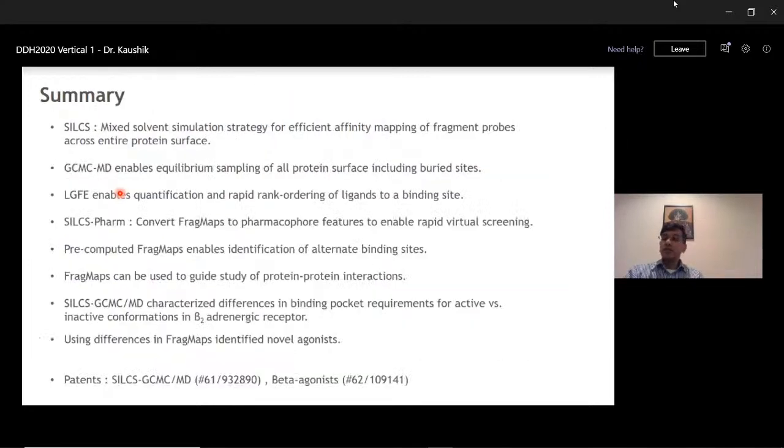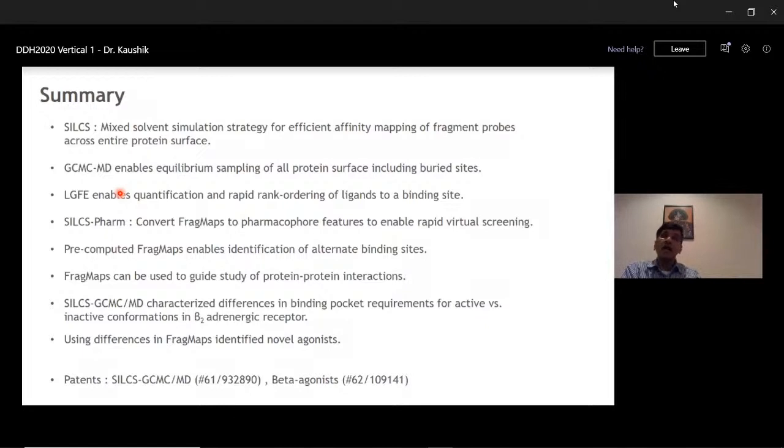Right. So in the interest of time, I'm going to quickly summarize what we've seen so far, and then we can, of course, take lots of questions based on your interest in the different aspects of the SILCS. So what is SILCS? It's basically this mixed solvent simulation strategy that's useful for efficient mapping of affinity patterns of these different fragment or probe molecules across an entire protein surface.